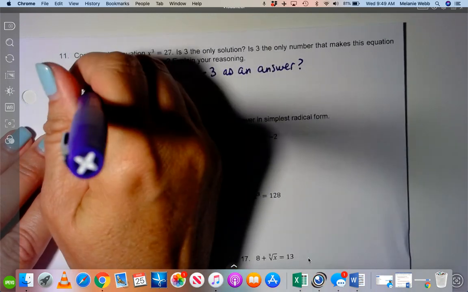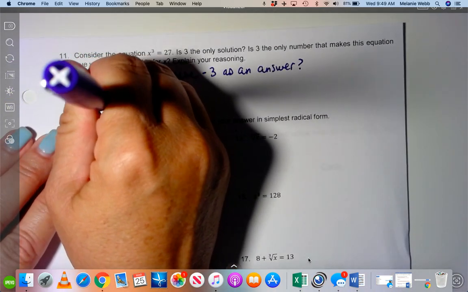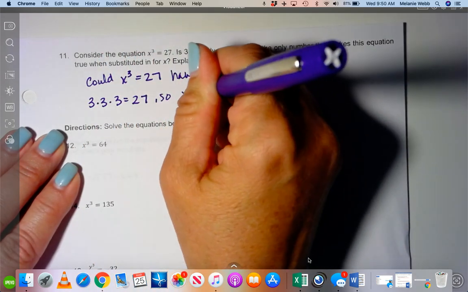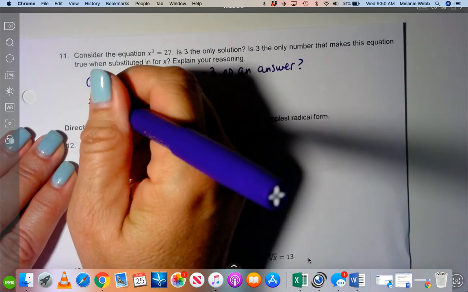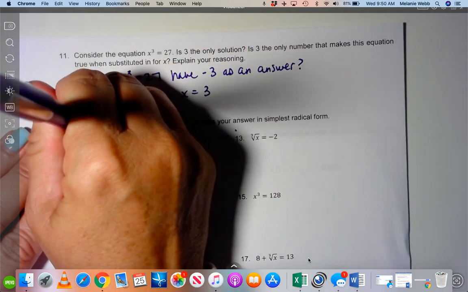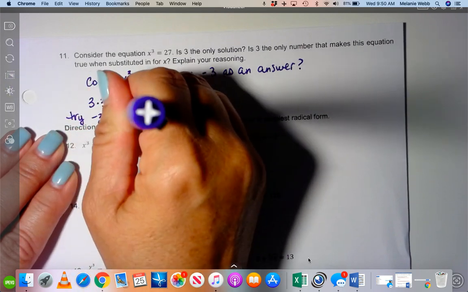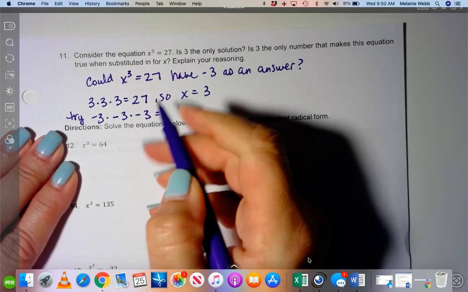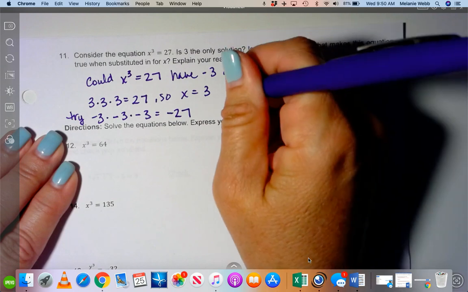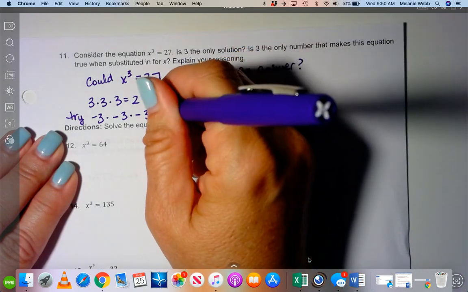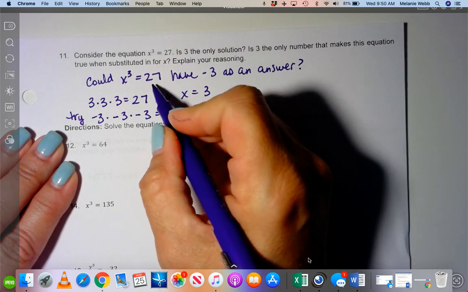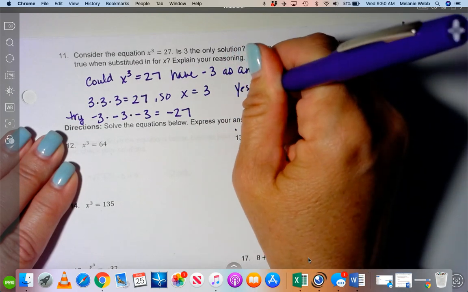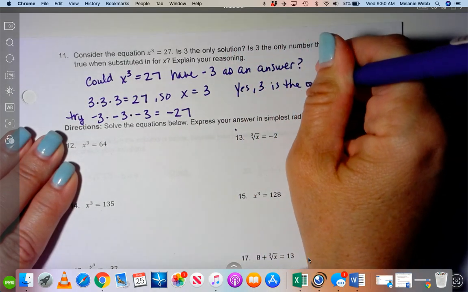Well, let's check. So I have 3 times 3 times 3 equals 27. So x could be 3, which is also in the statement. But let's try negative 3 times negative 3 times negative 3. So negative 3 times negative 3, positive 9, times negative 3, negative 27. Okay, so this doesn't work, right? This is not going to be 27. So yes, 3 is the only solution.